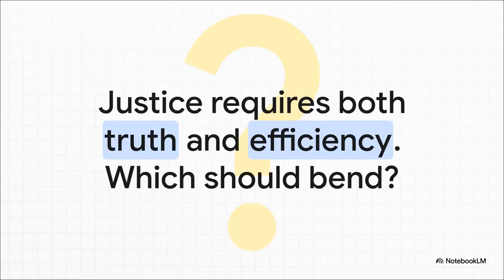And that leaves us with one last thing to think about. We all want our justice system to be both truthful and efficient. But as these rules show, sometimes those two goals pull in opposite directions. So the real question is, when you can't have both, which one should have to bend for the other?